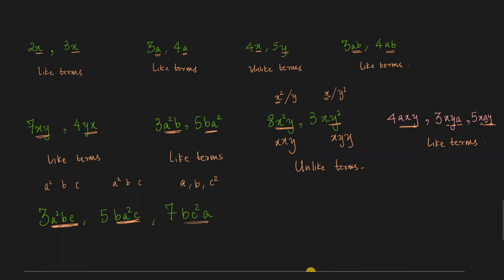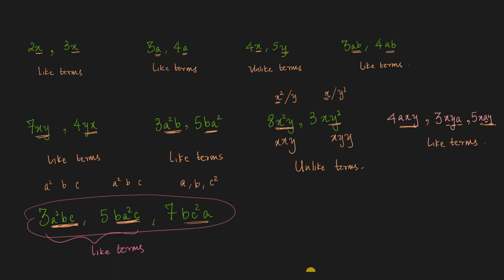So we may say that these two are like terms. But if you consider all of these three together, then they are unlike terms. If you only take the first term and the second term, then yes, they are like terms. But if you were to consider all three terms, then we call them unlike terms.